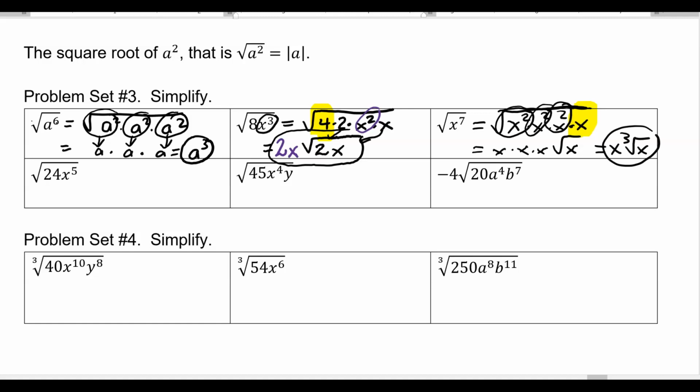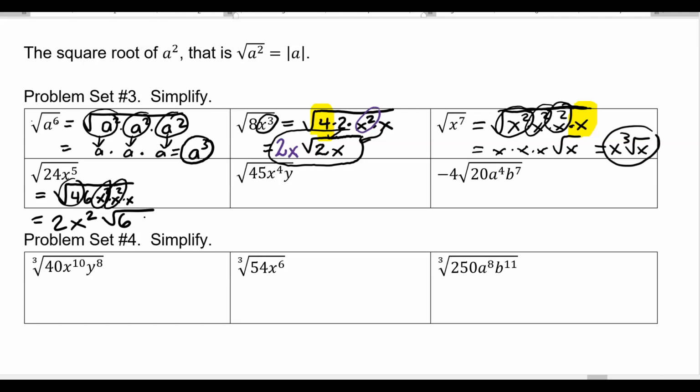Moving on to the square root of 24x to the 5th. 24, we have a 4 times 6, and then you have an x squared, x. Now what goes on the outside? Well, the square root of 4 is 2. However, that 6 stays under. The square root of x squared is x. The square root of x squared is x. So x times x is x squared on the outside.